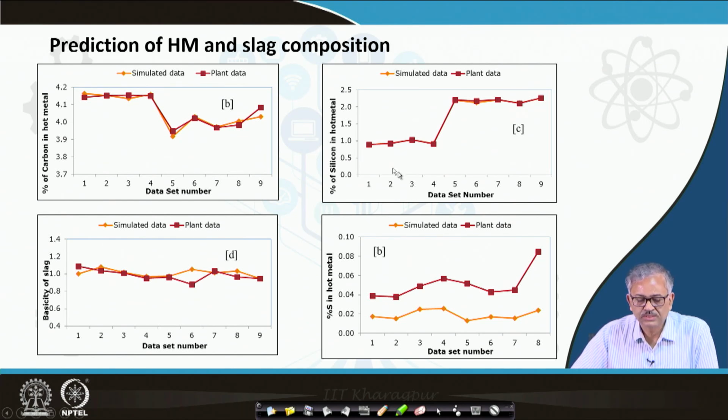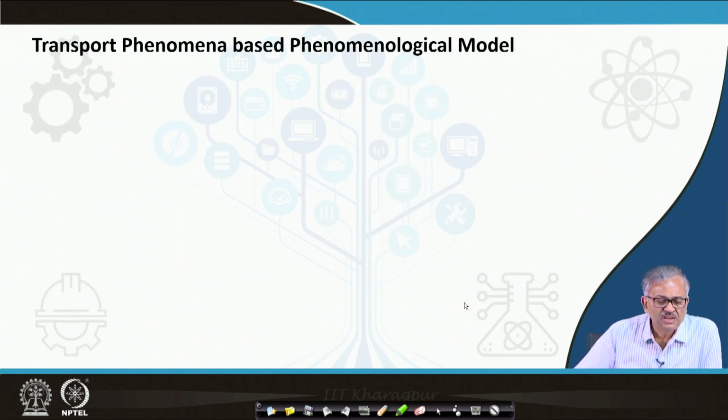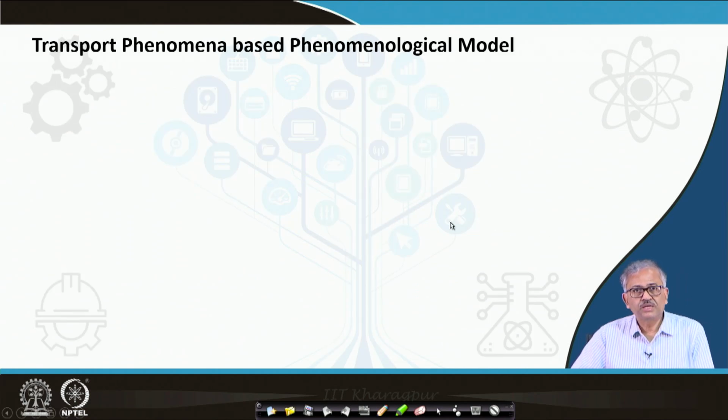There is quite a good match, and the percentage of silicon is also a good match. The basicity of the slag you can see for different data sets, and for the percentage of sulfur there is a slight difference you can find here. Basicity is of the order of 1, but the sulfur prediction has been a little off, otherwise everything is okay.